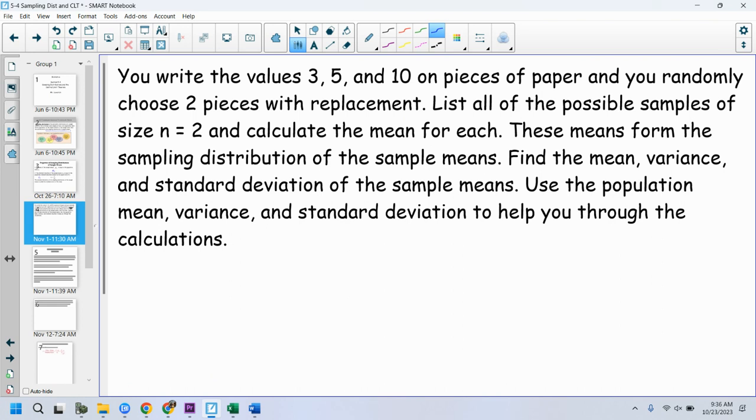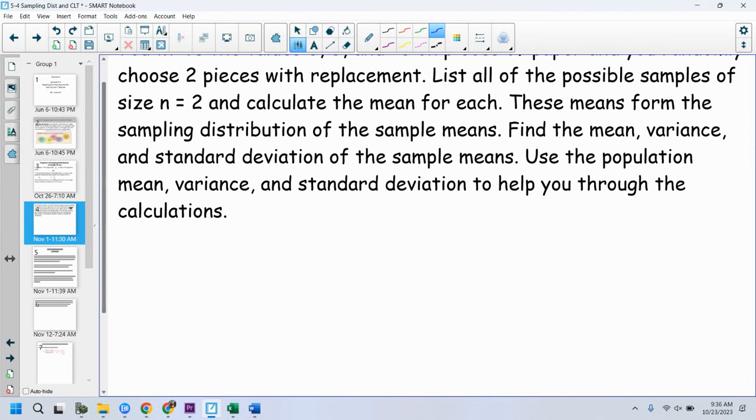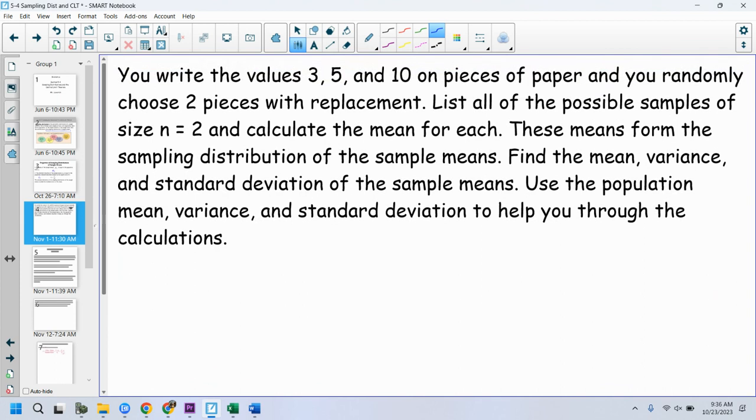Okay. Say we had 3, 5, and 10 on a piece of paper. List all the possible samples of size n equal 2 and calculate the mean for each one. Now, this is a very small example where there's only 3 possibilities, and we're choosing 2 out of them. Here's what I mean by that. No pun intended. Mean. I've got 3, 5, and 10.